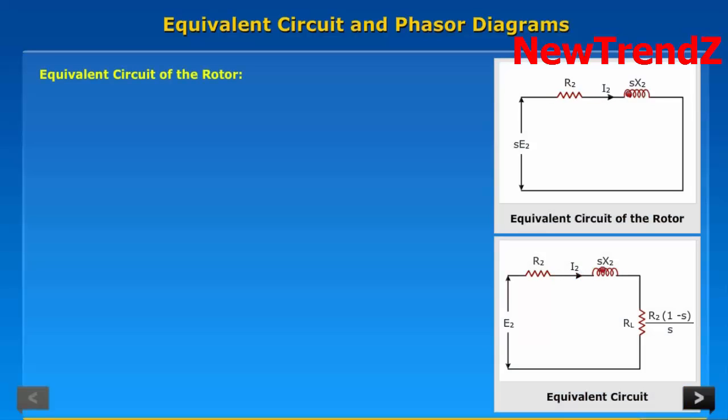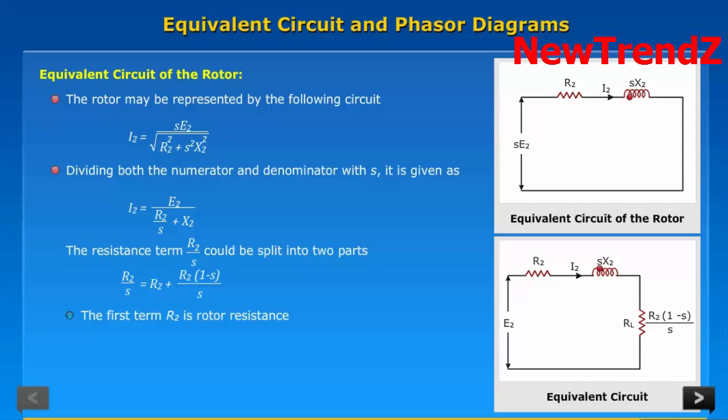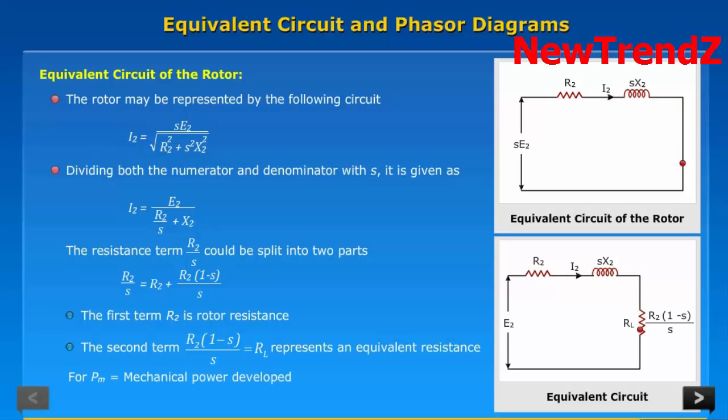Equivalent circuit of the rotor. The rotor may be represented by the following circuit, dividing both the numerator and denominator by s. The resistance term R2 by s could be split into two parts. The first term R2 is the rotor resistance. The second term represents an equivalent resistance for Pm, the mechanical power developed.